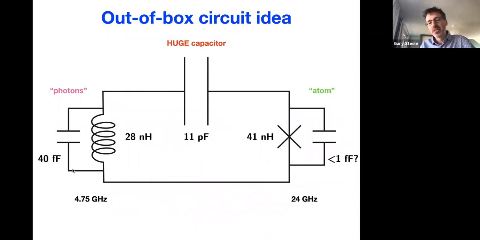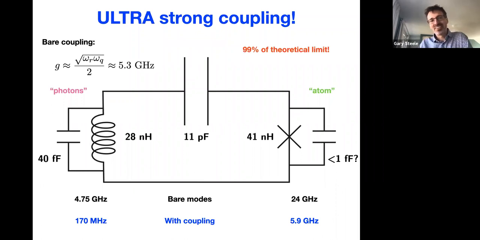The idea is that we start with gigahertz photons, which is an inductor and a capacitor, as I've told you. We have our atom over here, which is a Josephson inductor, a Josephson junction, and a capacitor. And we put a huge capacitor in between, really a massive capacitor. This is like the dipole moment that couples the atom to the photons, but it's gargantuan. And it turns out that the circuit implements 99% of the theoretical limit of strong coupling between an atom and photons in this type of superconducting atom. And so it turns out that was enough. Of course, when we put this huge capacitor, these frequencies all drop.